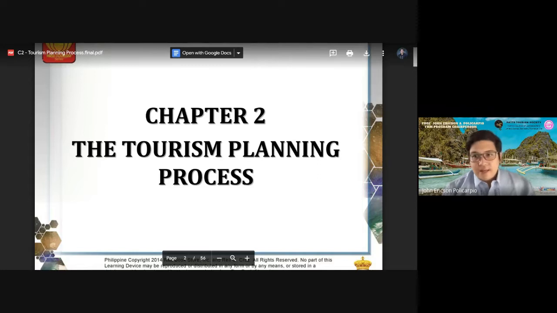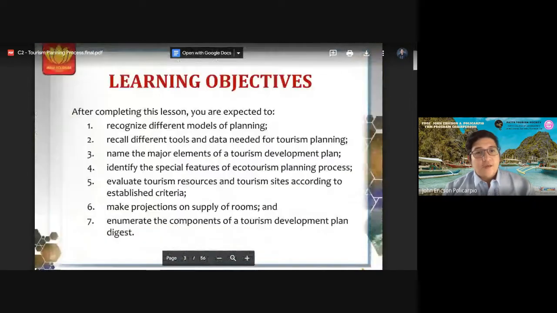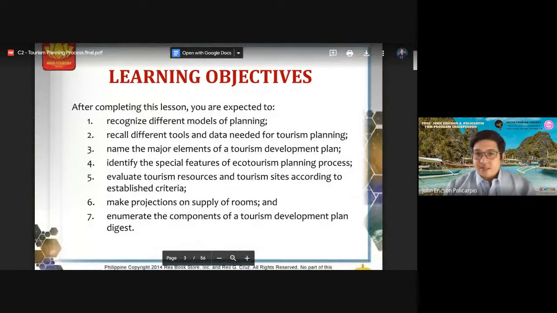Welcome to week three. Based on our core syllabus, we will be covering chapter two of our discussions, which is the tourism planning process. For this chapter, we will be focusing on several learning objectives. Number one, to recognize the different models of planning. So we are going to tackle the different frameworks about tourism planning that we're going to discuss in this particular session.